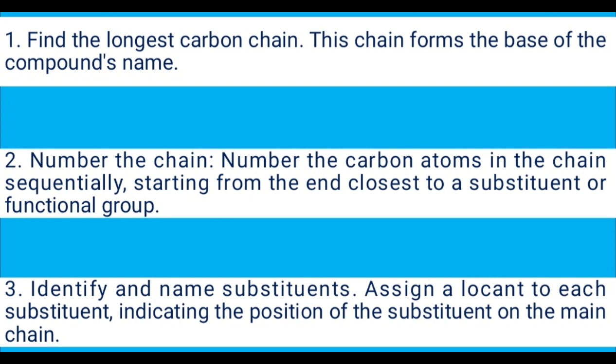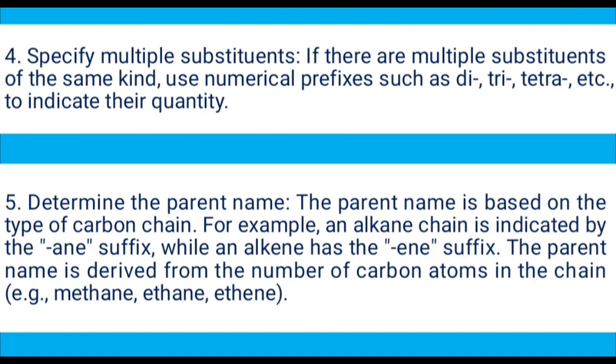Third, you have to identify and name the substituents. Assign a locant to each substituent, indicating the position of the substituent on the main chain. Then you have to specify multiple substituents. For example, there can be several substituents of the same type, for example, 3 methyl groups. In this case, you will use numerical prefixes such as di, tri, tetra, etc. So you will use Latin prefixes to indicate their number.